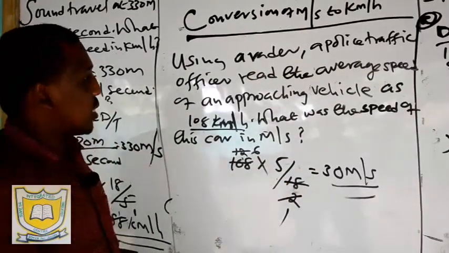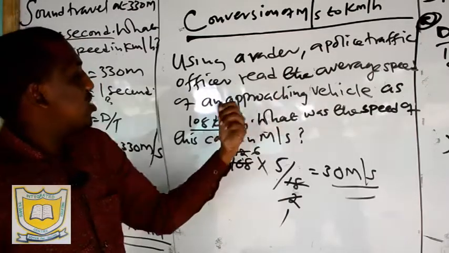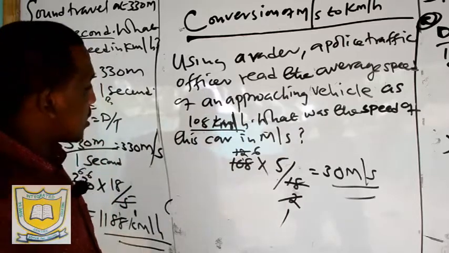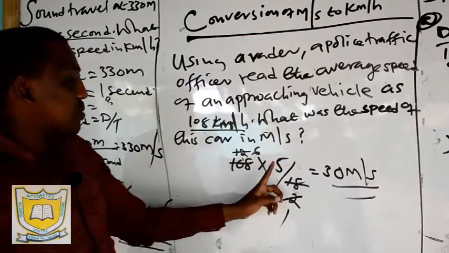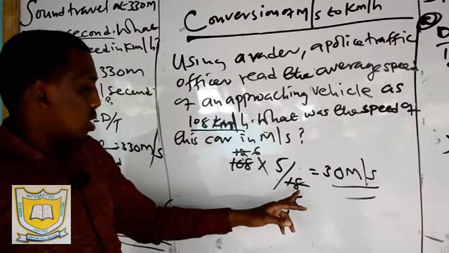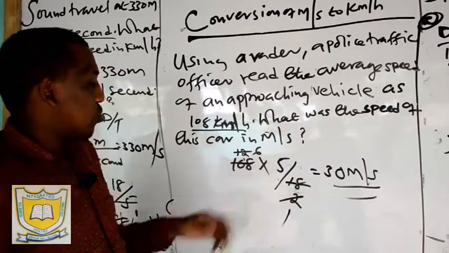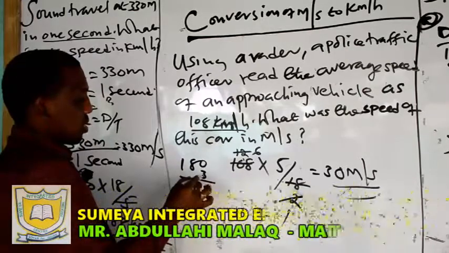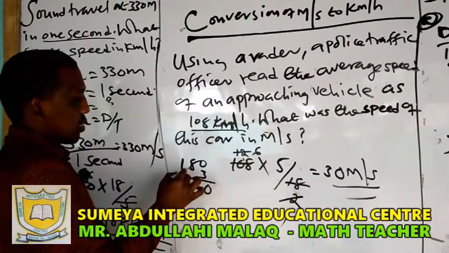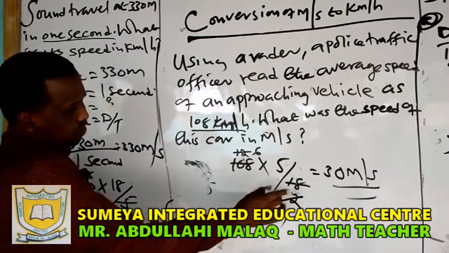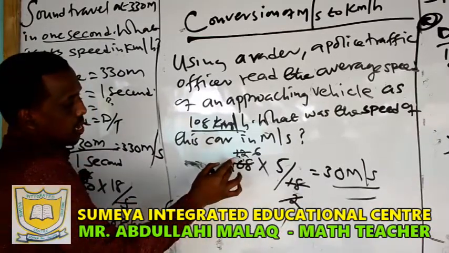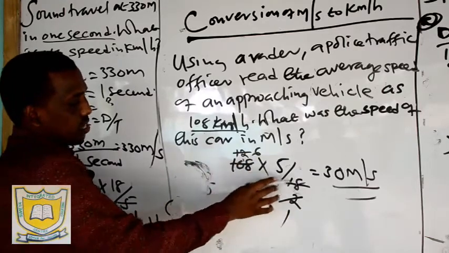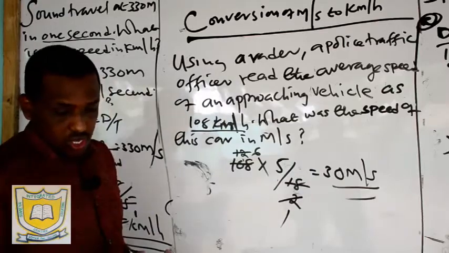You are told using radar, a police traffic officer read the speed of an approaching vehicle as 108 kilometers per hour. What was the speed in meters per second? So 108 times our formula, which was 5 over 18. 18 goes into 108 six times. 9 into 18 is 2, 9 into 108 is 12, 2 into 12 is 6. 6 times 5, you'll get 30 meters per second. So that is how we find it.